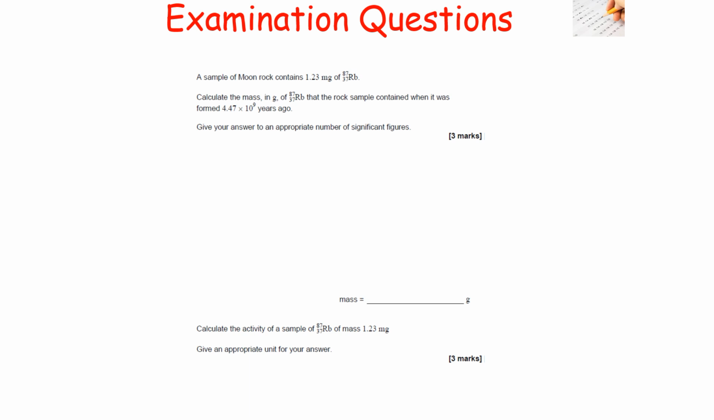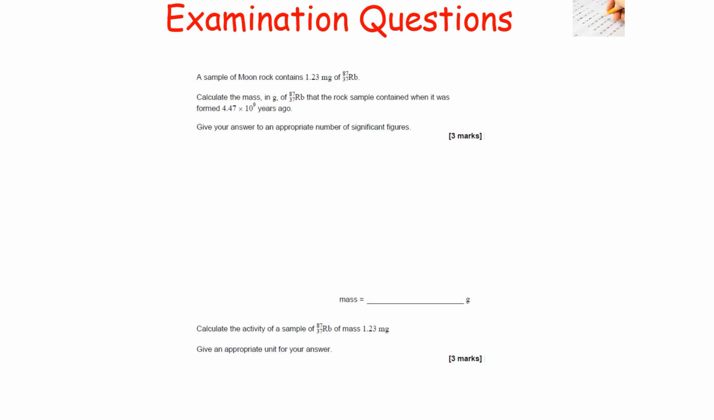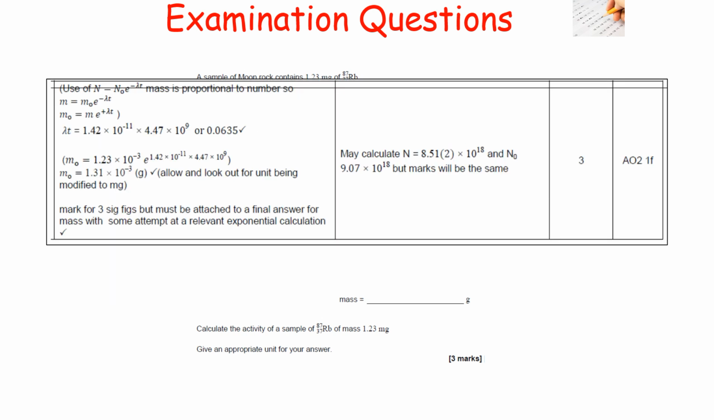Right, so for this one, you'll notice in the question you have a value for time, and you need to work out mass. So you can use the equation m is equal to m0 e to the power minus lambda t. So how can you work out lambda t? Well, in the previous question, you had the decay constant. Now, you've also got the time in this question because it tells you 4.47 times 10 to the 9 years ago. So you've got your decay constant, which you work through to get your value of lambda t.